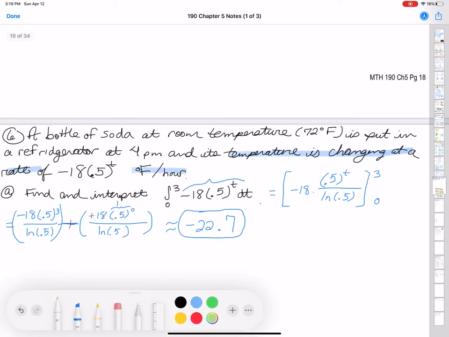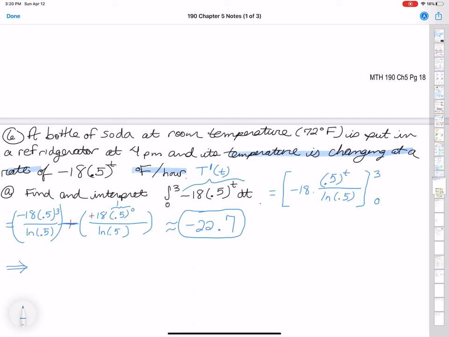All that is revealing to me that this is the derivative of this temperature function, which I'm going to refer to as capital T. So that is the rate of change of that function. So what did I just find here? What we just did looked like the definite integral from 0 to 3 of T prime, the rate of change of the temperature function in degrees Fahrenheit.